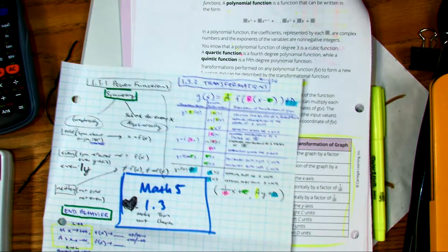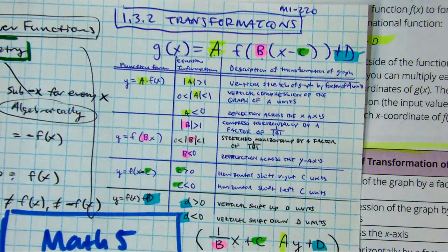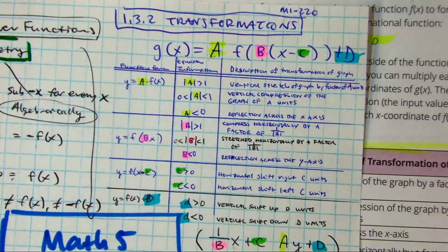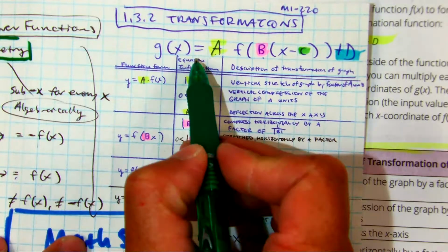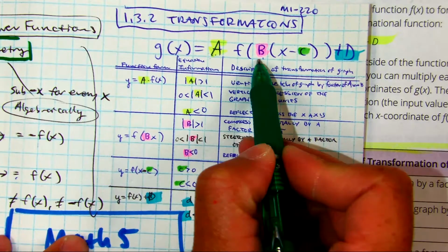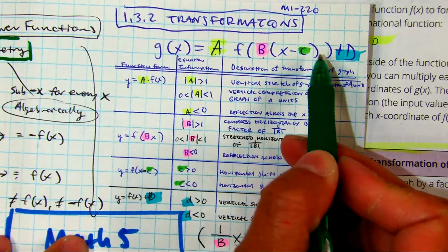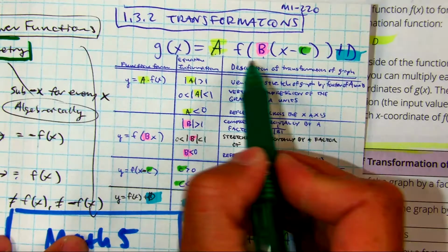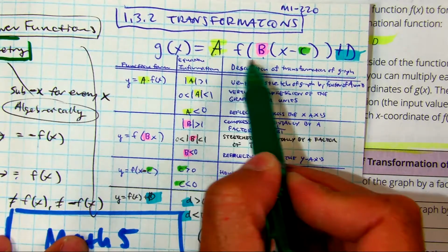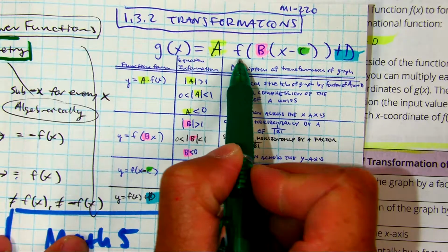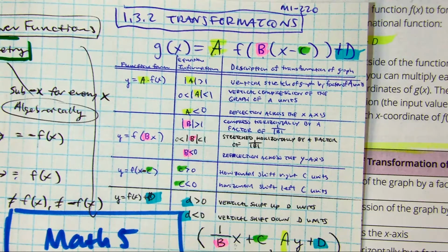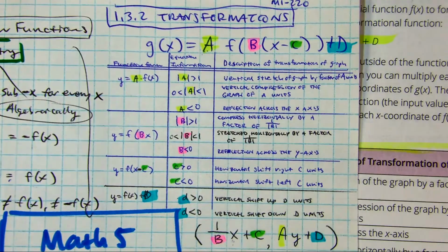Well, we're applying the transformations to polynomials. And here I have g of x equals a times the function f of b times x minus c, close parentheses, plus d. So we have these four letters here, a, b, c, and d. The f we're not focused on, that's just called the function. So what happens?